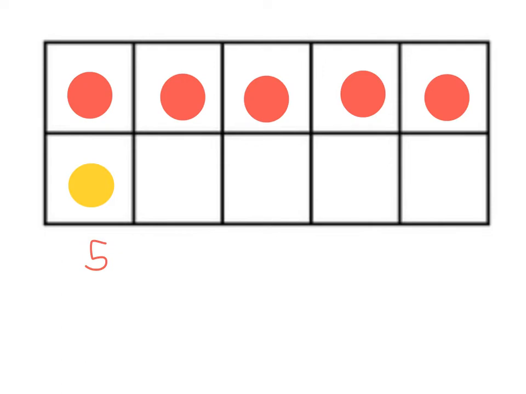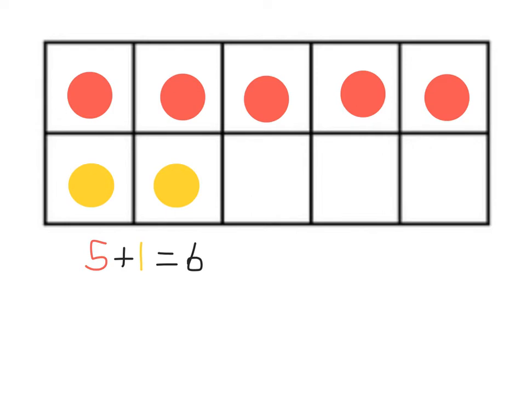5 red plus 1 yellow equals 6 counters together. What equation do you think I can write for these counters? Pause the video and turn and talk to your partner. What equation can I write for these 7 counters?